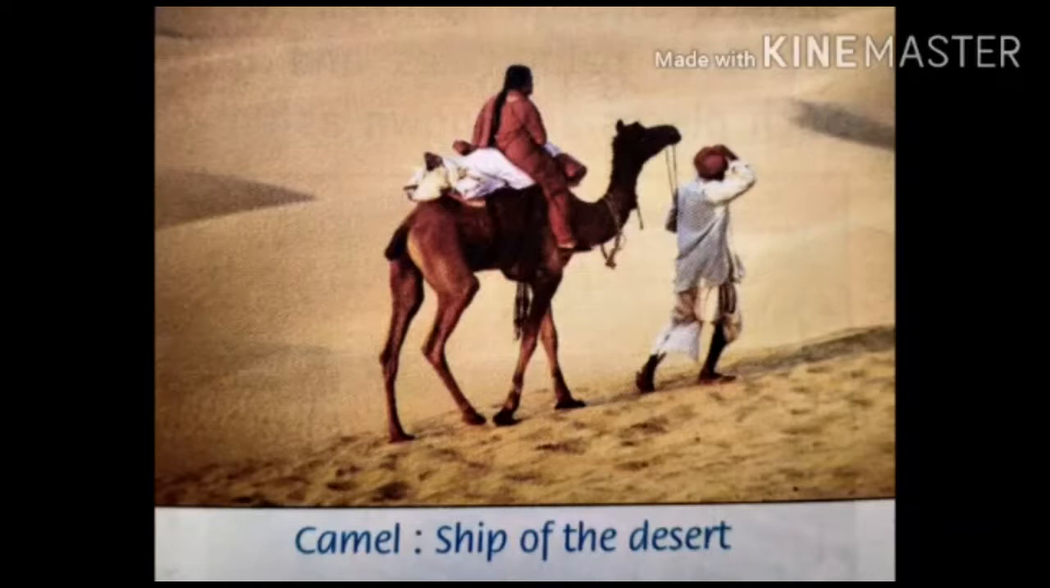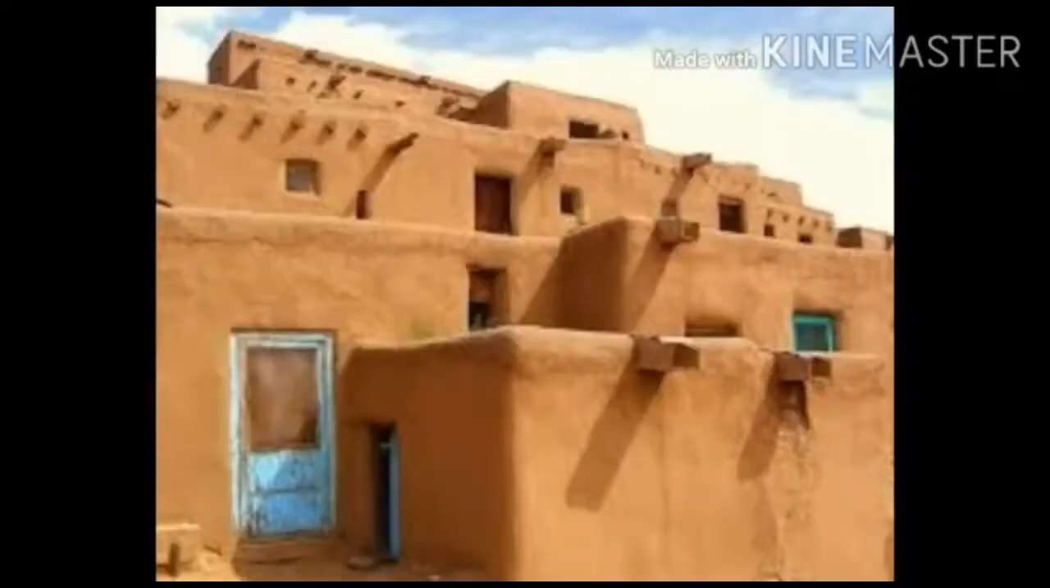Most houses in the desert region have flat roofs and small windows. The walls are thick to keep the heat away and let the house remain cool. Some houses have underground tanks to store water.